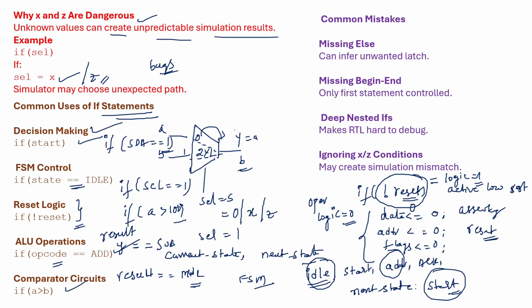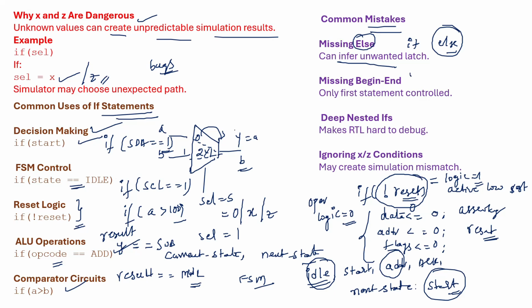I told you many times about this if condition statement: what are the common mistakes we make? Sometimes we miss the else condition. You write the if else condition, but then the else condition is not written. It can infer an unwanted latch. You might say not writing else is not a problem, it will be treated as a latch condition, but I don't know which type of latch is considered. That gives you a bug.